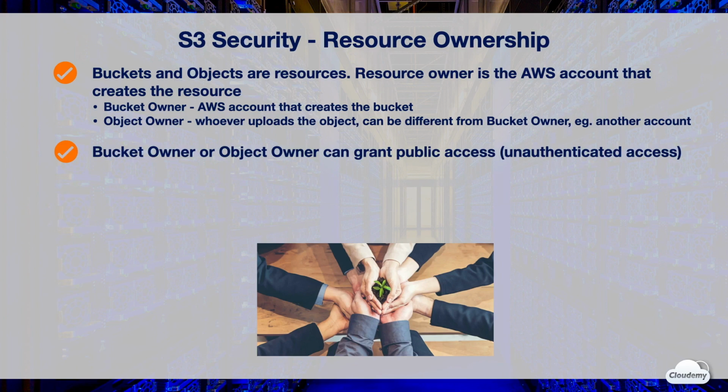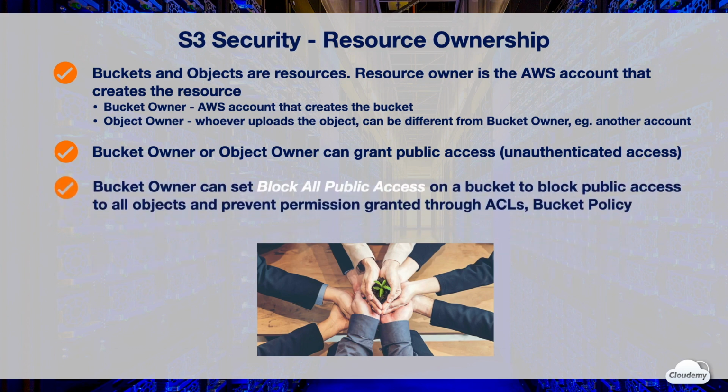A bucket owner or object owner can grant public access to S3 objects. Public access means unauthenticated access made by anonymous users. A bucket owner can set block all public access on a bucket. It will block public access to all objects and prevent permission granted through access control lists, bucket policy, or access points.